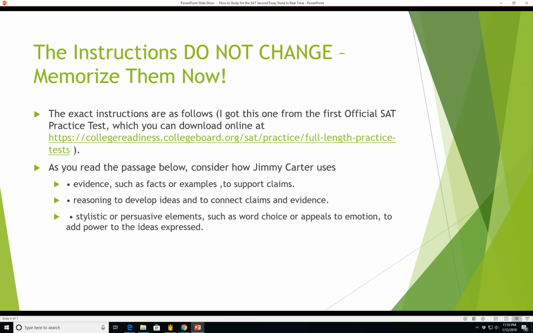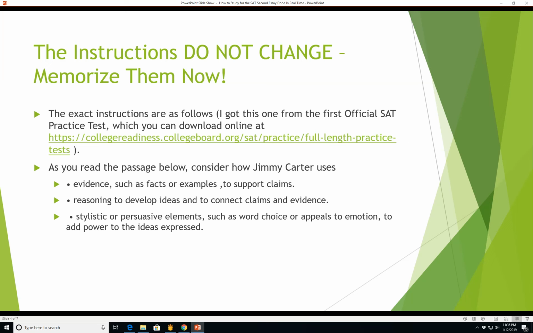The instructions do not change. Memorize them now. Okay, the way the SAT works is if they make any change, as in when they came out with a new SAT in 2016, they let people know about 4 years in advance. So they're going to do the same thing if they change the instructions for the essay or what kind of essay assignment they're giving you. They would have to let you know far in advance. They won't. It's not going to change before you take the SAT. I'm assuming that you're planning on taking it soon if you're watching this video. If you're not, fine, I apologize.